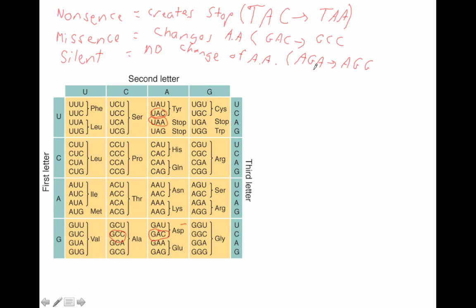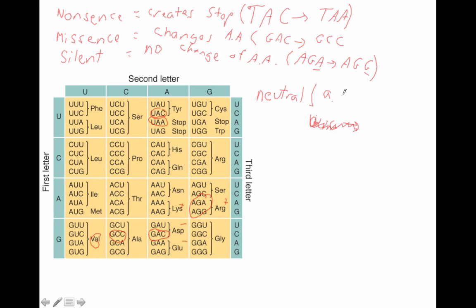So this third position changed from an A to a G, and you still have an arginine. So here are 2 arginine codons. So we call that a silent mutation because the protein that's being made is going to be the exact same. Now the last one is called neutral.